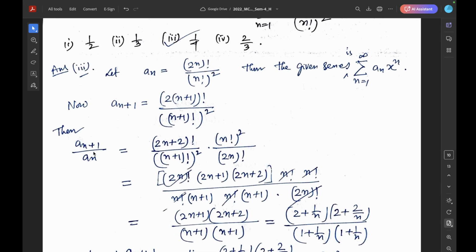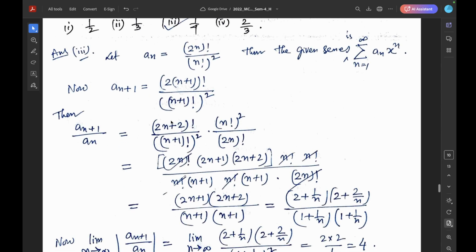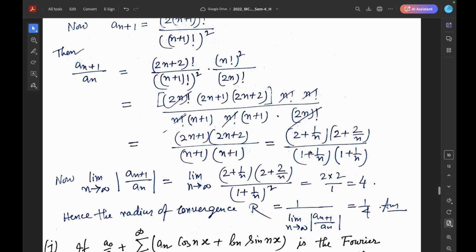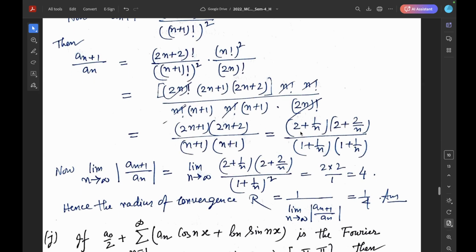Then an plus 1 by an is equal to 2n plus 2 factorial by n plus 1 factorial square into n factorial square by twice n factorial. So 2n plus 2 factorial can be written as twice n factorial, twice n plus 1, twice n plus 2. And n plus 1 factorial square is n factorial into n plus 1, n factorial into n plus 1. Cancel n factorial square from numerator and denominator, and twice n factorial from numerator and denominator, and we get 2 plus 1 by n, 2 plus 2 by n, over 1 plus 1 by n, 1 plus 1 by n.